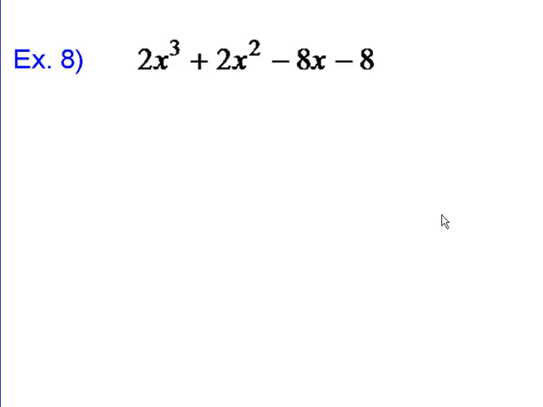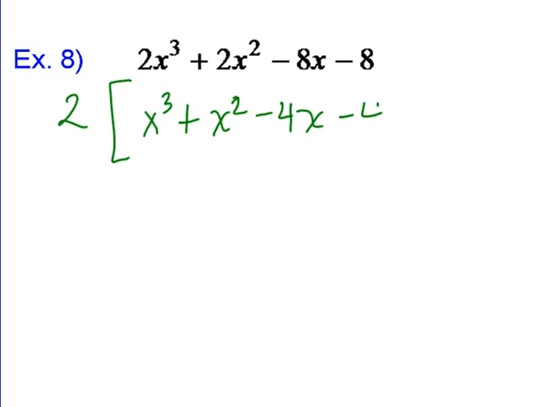Let's take a look at this last problem. This one's a little bit more involved. Remember I said about looking for a greatest common factor every time? We can see that a 2 is common here. So we're going to pull that out first, because sometimes, just like we were factoring 24 earlier, we may have a bigger polynomial and it may keep going.